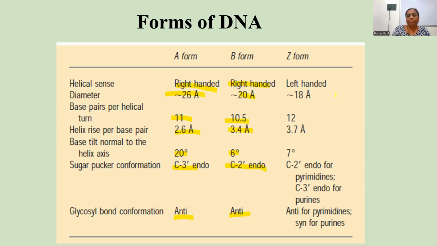The third form is the Z form. The Z form of the DNA is most of the time observed in the regulatory sequences. And this Z form is left-handed. Diameter is 18 angstrom, and base pairs per helical turn is 12. Helix rise per base pair is 3.4. Base tilt normal to the helix axis is 7 degrees. Sugar pucker conformation is C2 endo for the pyrimidines, and C3 prime endo for the purines. Glycosyl bond conformation is anti for the pyrimidines, and syn for the purines. Okay, so this is regarding the structure of DNA.